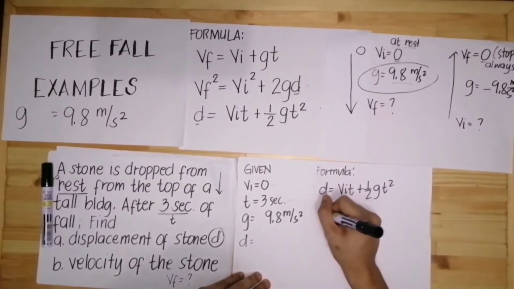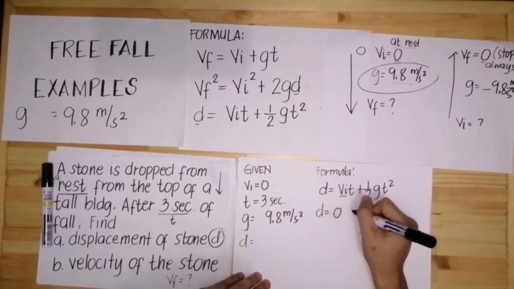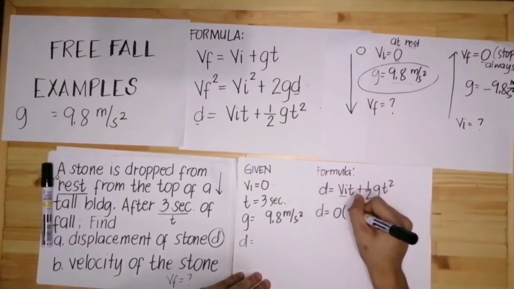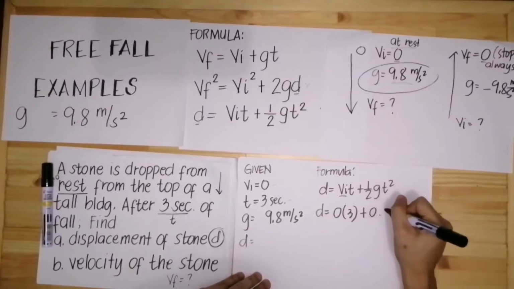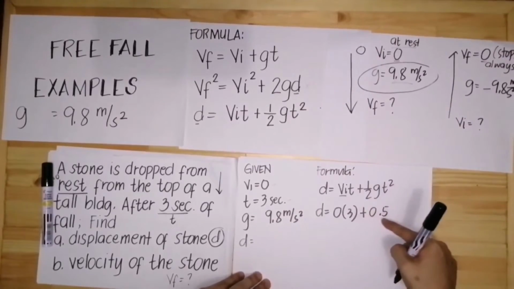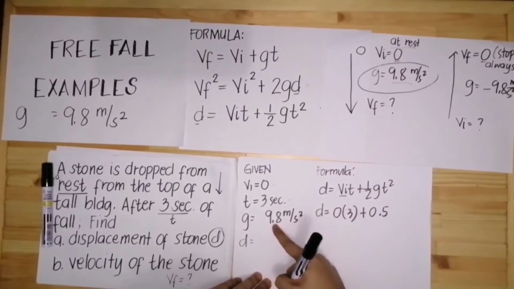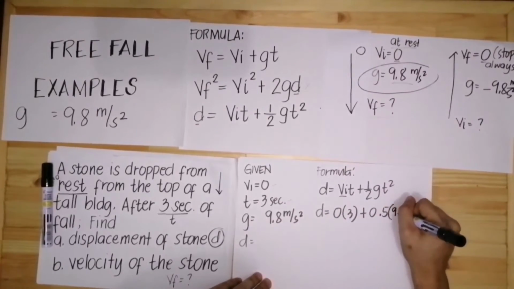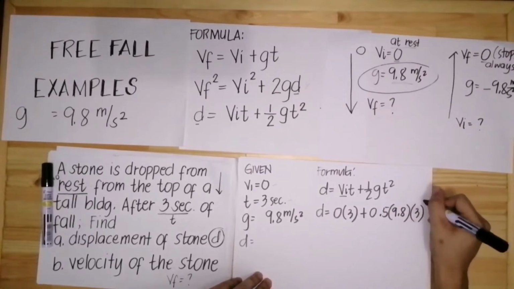So, displacement, yan yung nawawala. VI is 0 times the time, which is 3, plus 1/2 or 0.5 lagay natin. 0.5 is also equal to 1/2. 0.5 nilagay ko para madaling ilagay sa calculator. Then the G or the gravitational acceleration is 9.8. Then time is 3 squared.